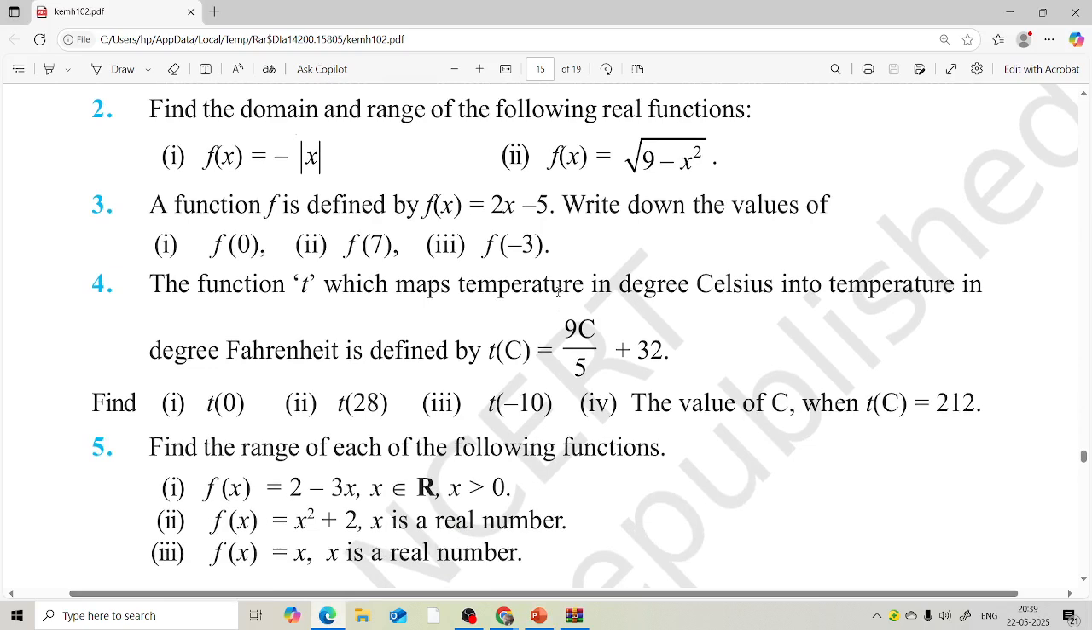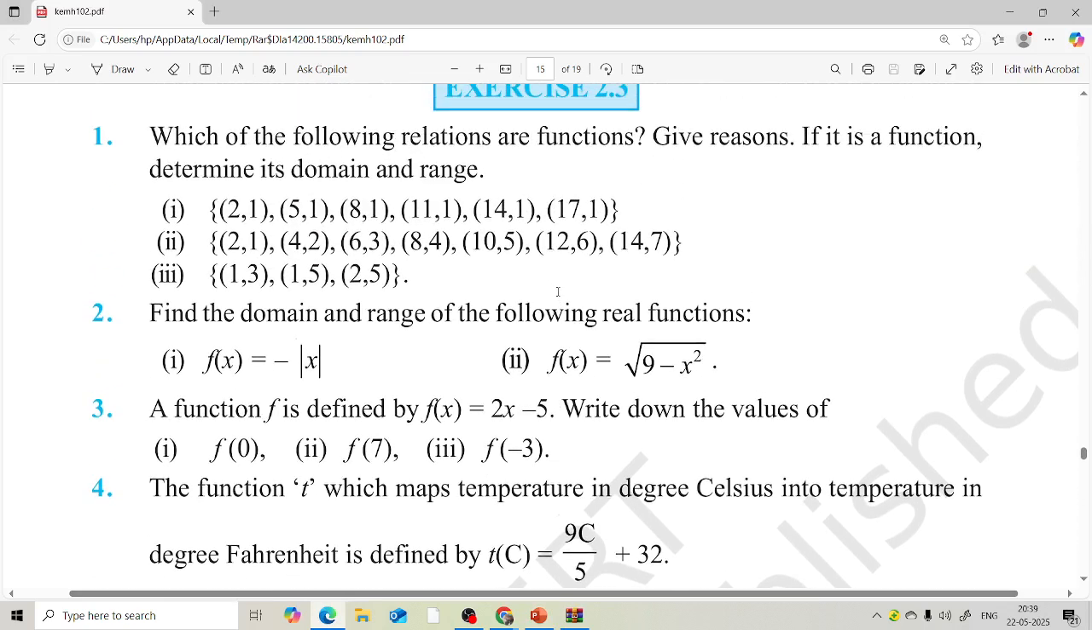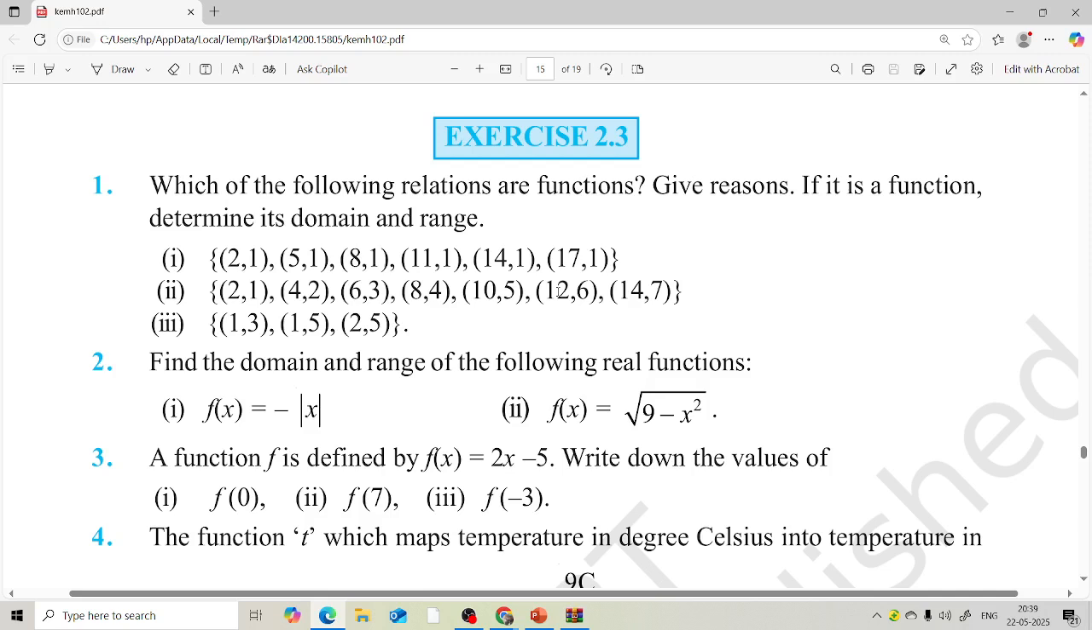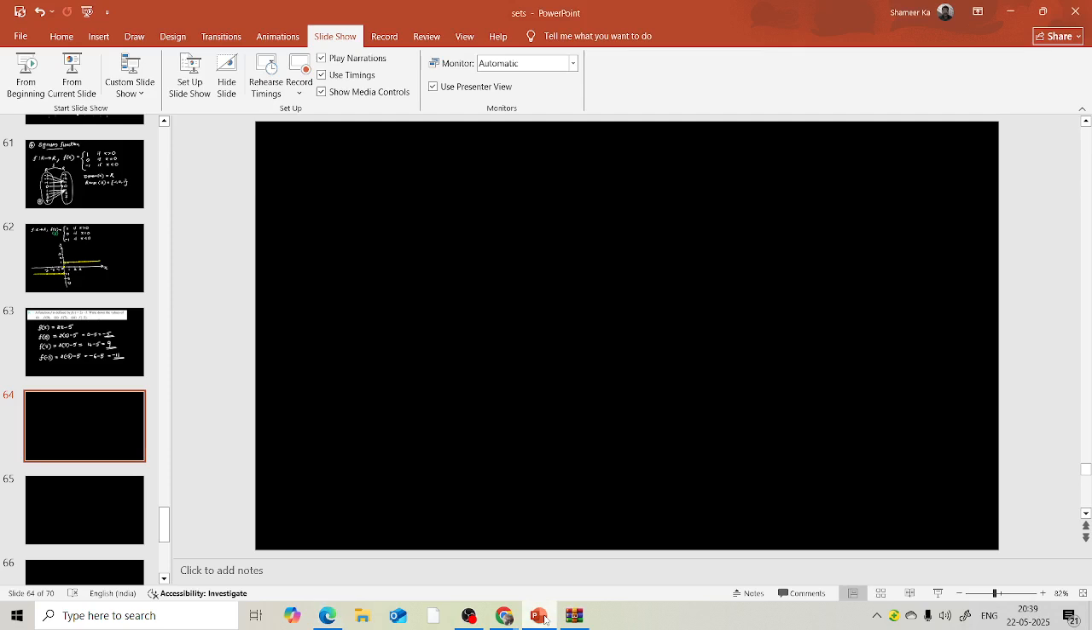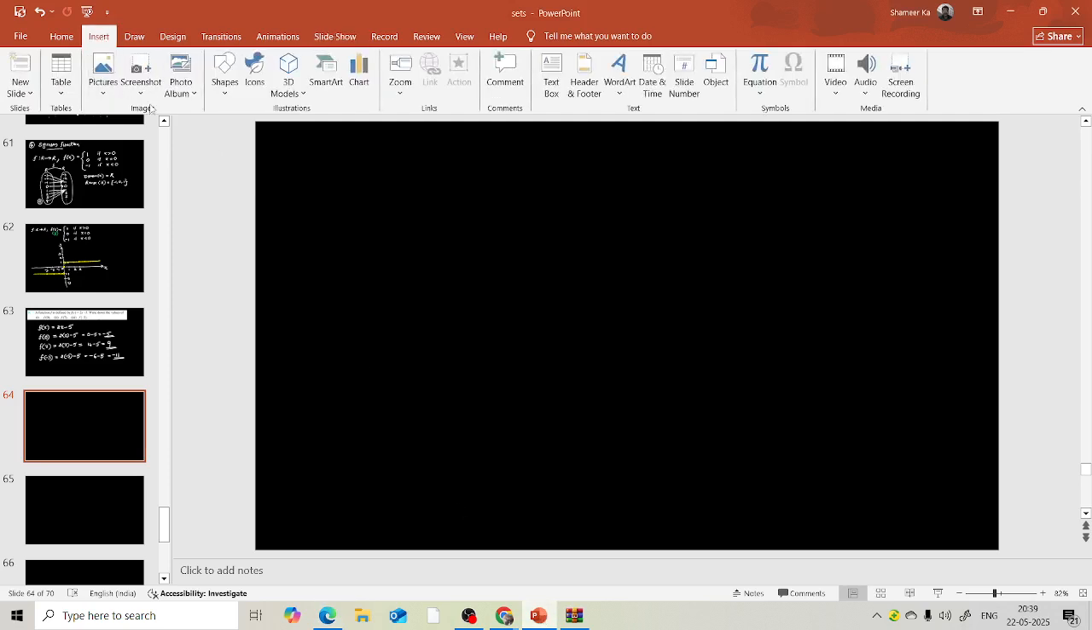Fourth one is similar. I don't want to discuss the similar question. Fourth one is also by direct substitution of the value. It is very similar to third one. I don't want to discuss the similar problem. Let me discuss the second question.